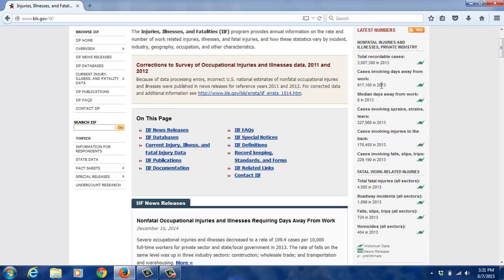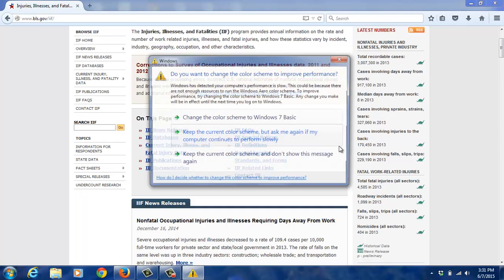And again, you need to always look and see the year. And the reports will let us know when 2014's data is going to be available later this year. Roadway accidents are number one. Slips, trips, and falls probably number two. Homicides are probably number three.